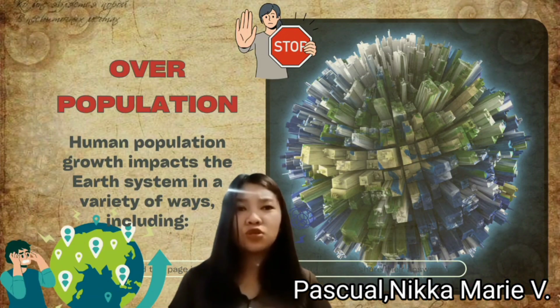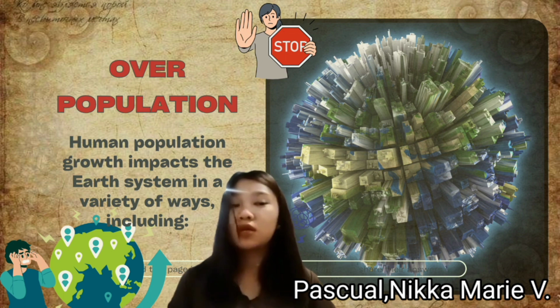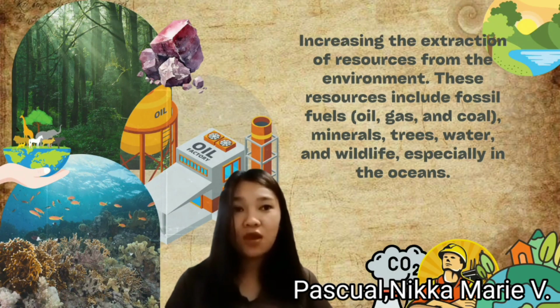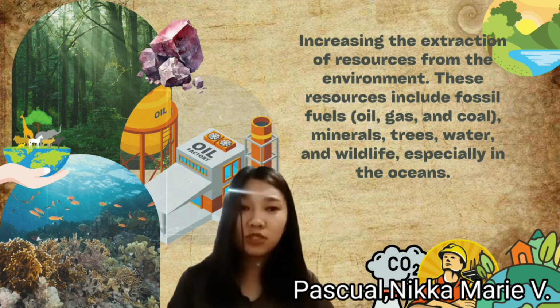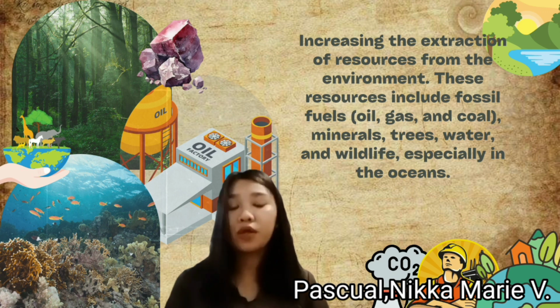Human population growth impacts the Earth system in a variety of ways, including increasing extraction of resources from the environment. These resources include fossil fuels, minerals, trees, water, and wildlife, especially in the ocean.